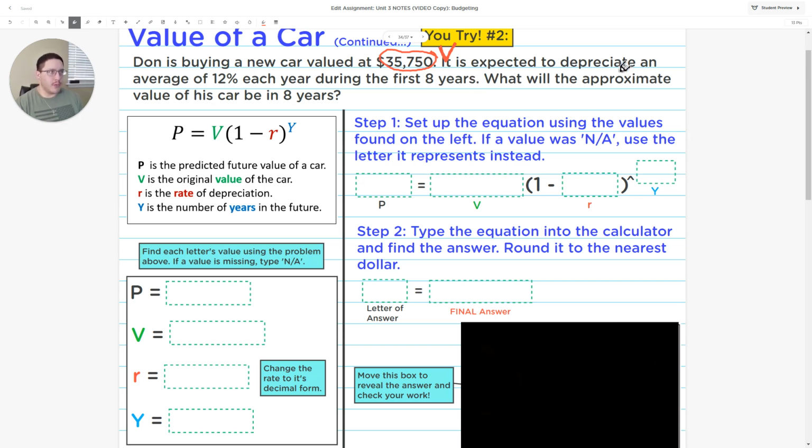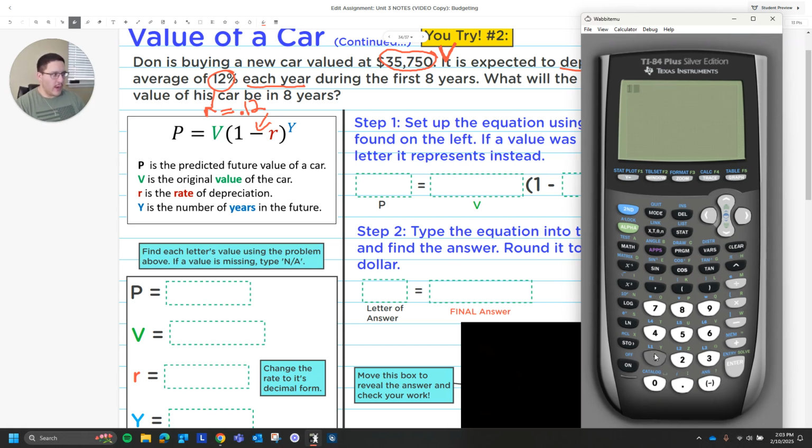It's expected to depreciate an average of 12% each year. Depreciate means we need to use the minus version of the future value formula, which I've shown y'all here in ClassKick. 12% is the R value, except R needs to be in decimal form. So 12% as a decimal is 0.12. If you forgot how to do that, you can just take 12 and move the decimal point to the left twice, or divide by 100, and either way, you will get 0.12.